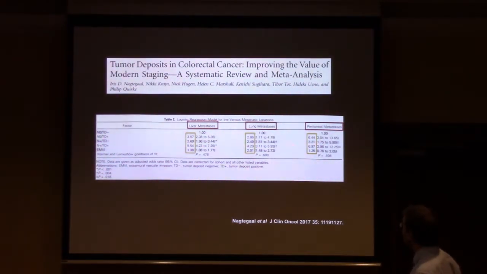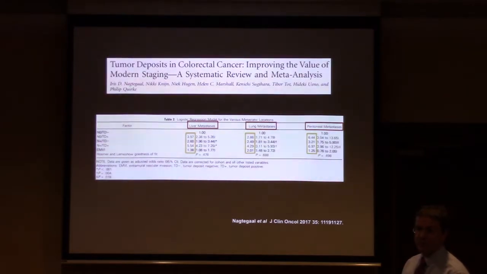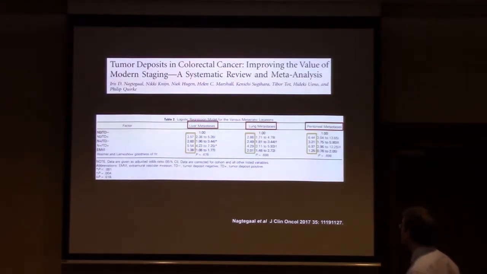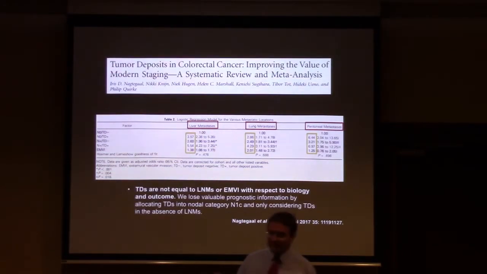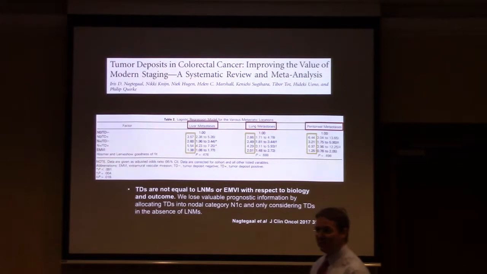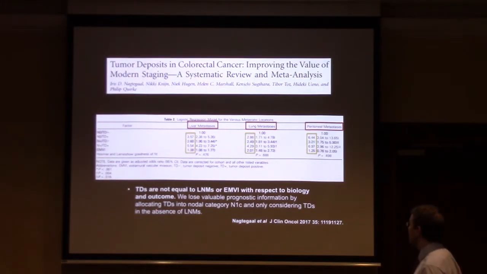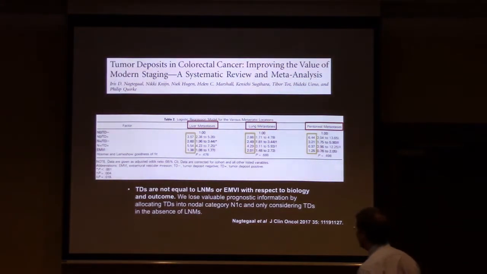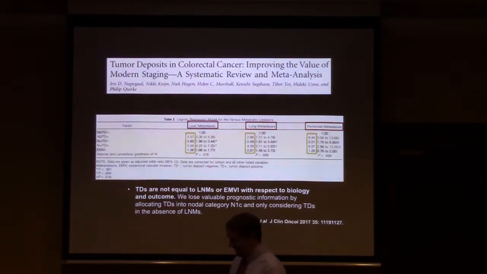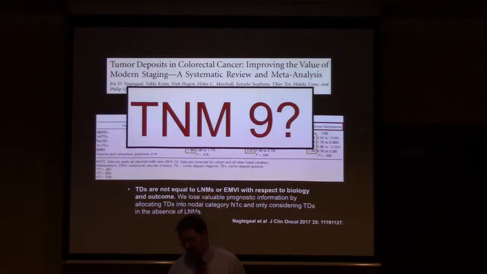And here we see the hazard ratios go up again for all 3 sites quite significantly. So the presence or absence of tumour deposits above and beyond nodal metastatic disease is of clinical significance, meaning that the TNM8 situation doesn't really provide the maximum information to the clinicians. And as the authors suggest, you could produce valuable prognostic information by allocating tumour deposits into nodal category N1C and only considering tumour deposits in the absence of lymph node mets. So we'll see what happens in TNM9.